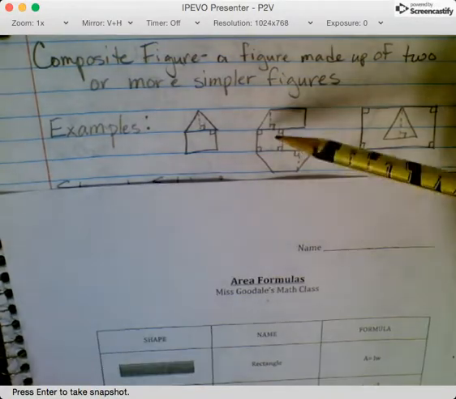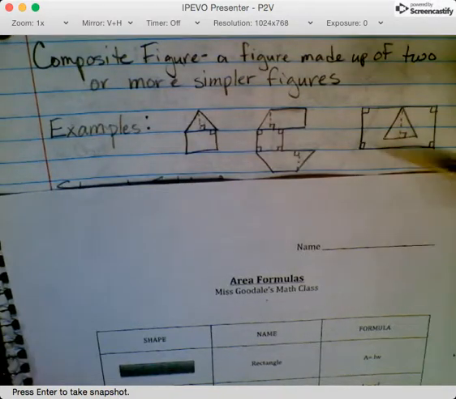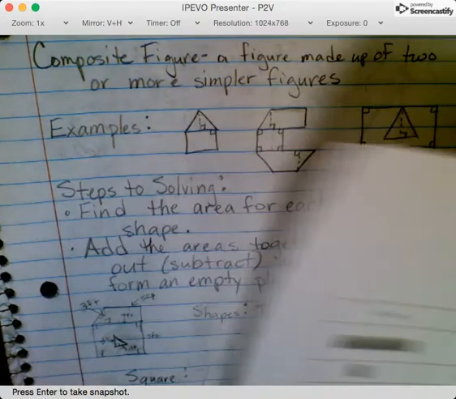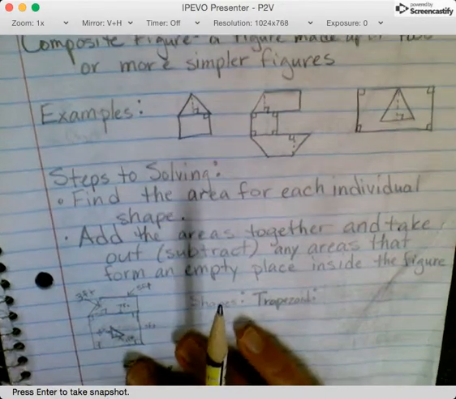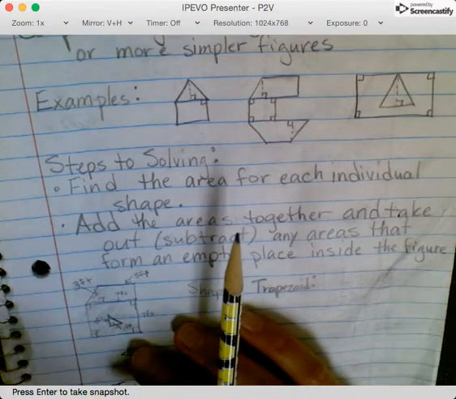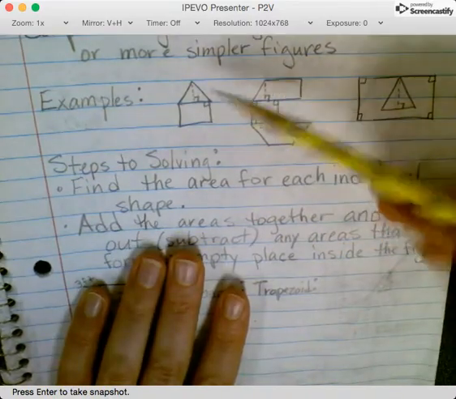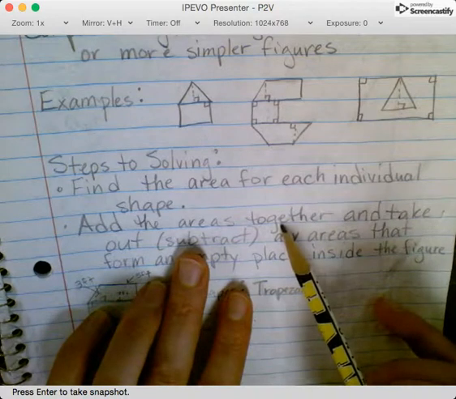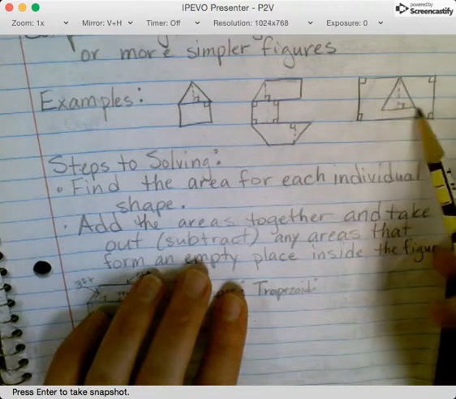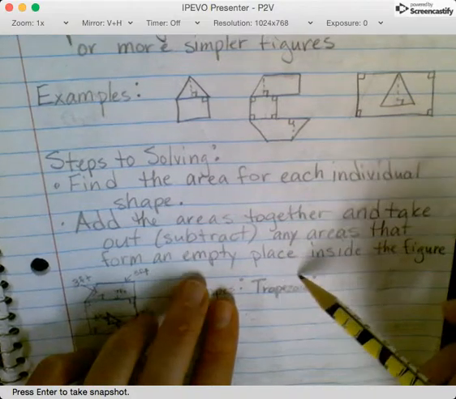Any combinations, and they don't always necessarily have the lines drawn on the inside. I've done that just to kind of show you what the shapes are. And so let's go over the steps to solving. So the first thing you're going to do is find the area for each individual shape. You have to figure out what the shapes are, find the area for each of those shapes, and then if they're all combined, like in these two, all you have to do is add the areas together. If there's something taken out, or like an empty space there, then you're going to subtract any of the areas that form an empty place.